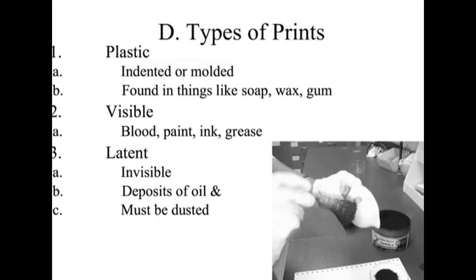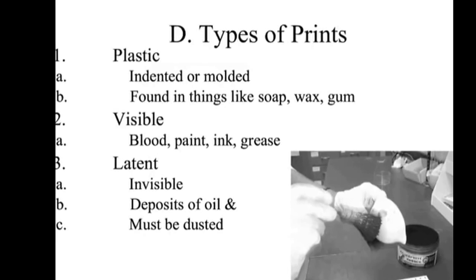Alright, as a quick review, there are three general types of prints: plastic, visible, and latent. Remembering that plastic is like molded in a wax or gum. Visible is going to be a direct transfer of some kind of visible substance. It can also be actually a print left in another substance. So it's possible to have like a thin layer of grease or something. The hand goes on it and actually removes the grease, leaving back a reverse image, so to speak, of the print. And then latent, which is the invisible deposits of oil.